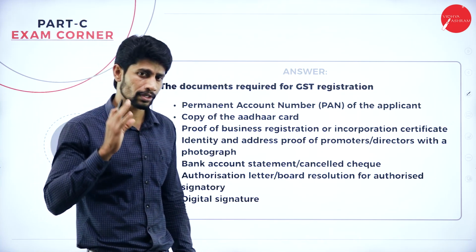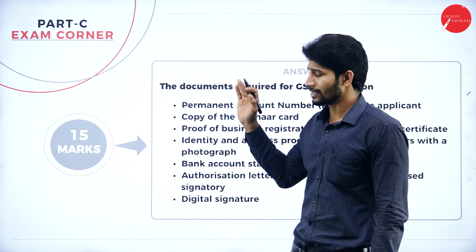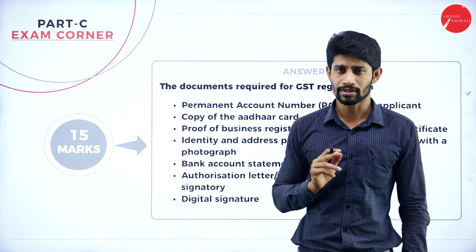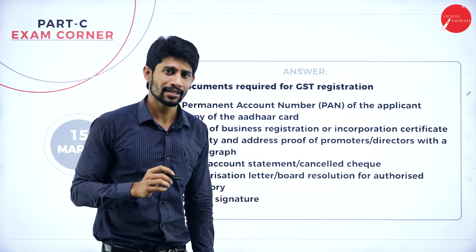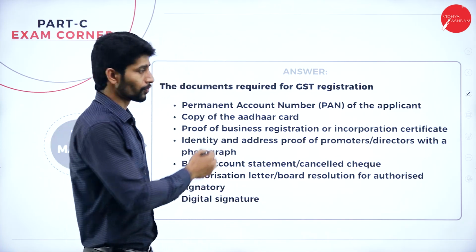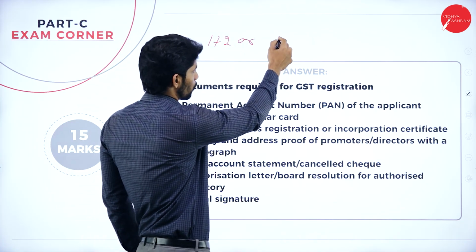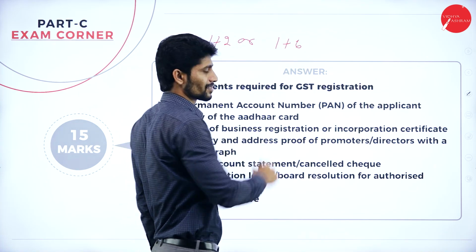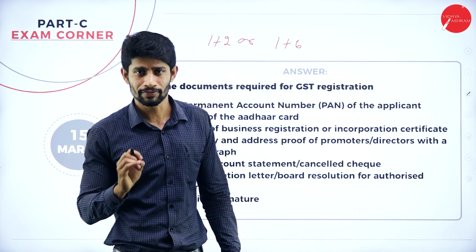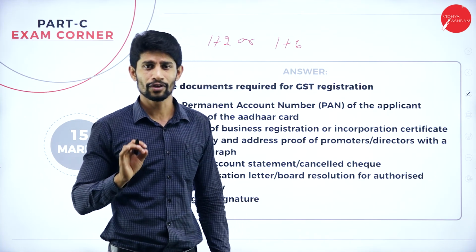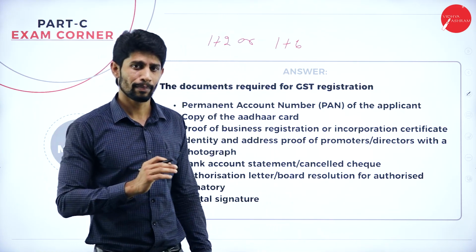So, totally we solved 4 questions under part C, right? In those 4 you are supposed to attend only 2 questions. If you are good in practicals, study chapter 1 plus chapter 2, or chapter 1 plus chapter 6. So easily you can score good marks. If you study customs duty, it's very easy. You can score 15 marks. And if you study value of supply, it is also very easy. You can score 15 marks. So 15 plus 15, 30 marks from part C.